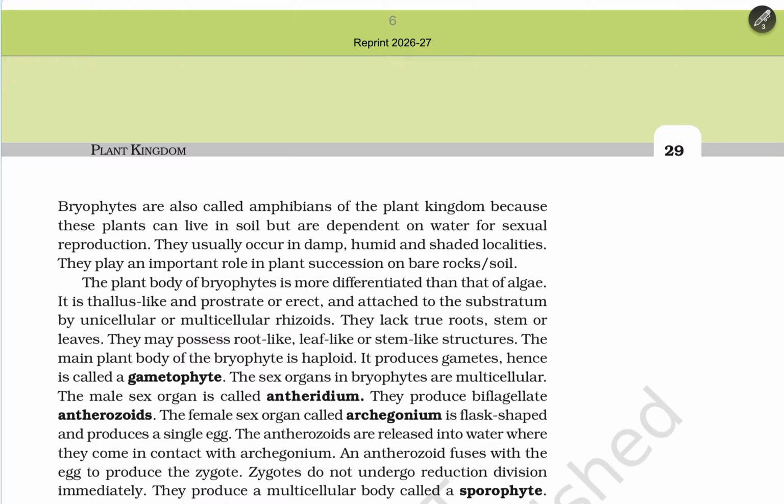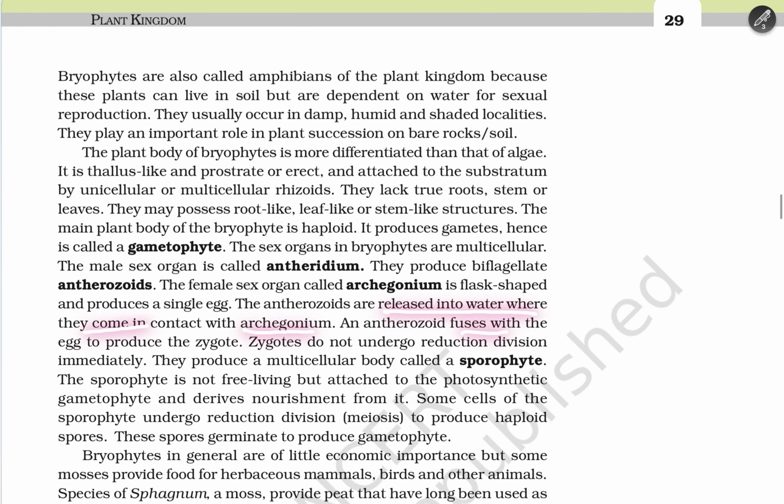The main plant body of the bryophyte is haploid. It produces gametes and hence is called the gametophyte. The sex organs in the bryophytes are multicellular. The male sex organs are antheridia, and they produce biflagellated antherozoids. The female sex organs are archegonia. They are flask-shaped and produce a single egg. Antherozoids are released into water, where they come in contact with archegonia. An antherozoid fuses with the egg to produce a zygote.